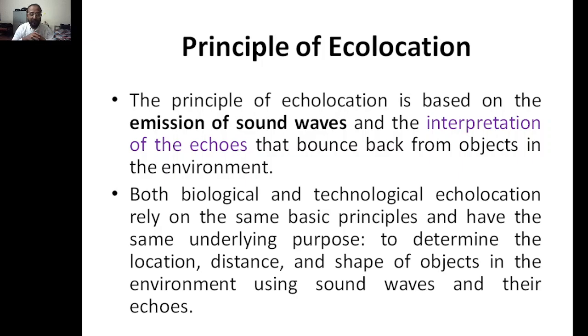Principle of echolocation. The principle of echolocation is based on the emission of sounds and the interpretation of echoes that bounce back from the objects in the environment. The same thing is repeating, so I am going forward, which is faster because the concept is the same. The second point says technological echolocation relies on the same underlying principle to determine location, distance, and shape of the objects by using sound waves.